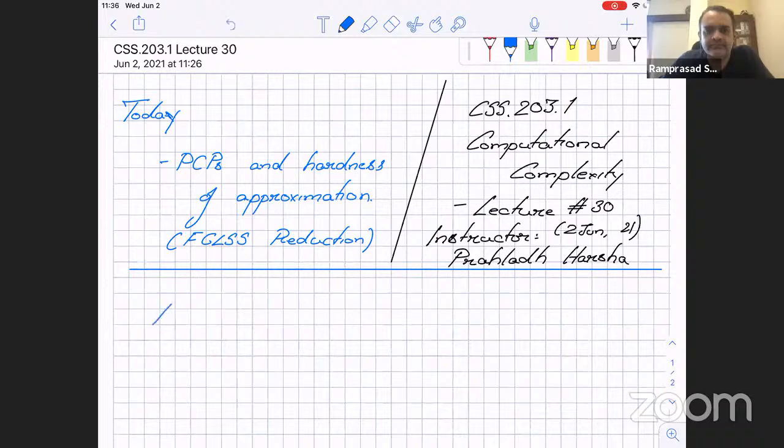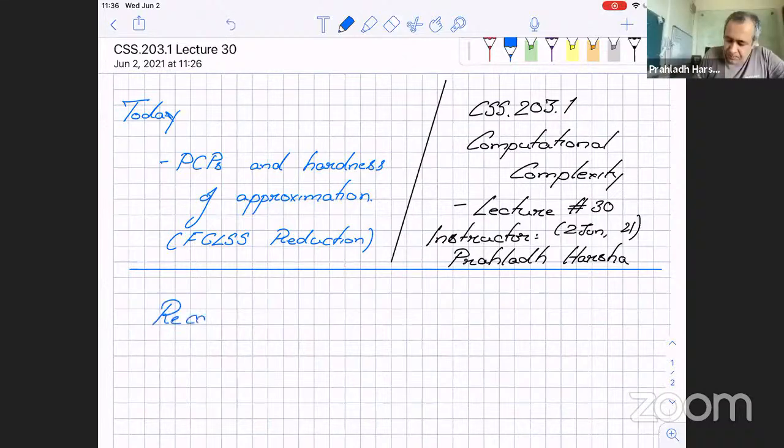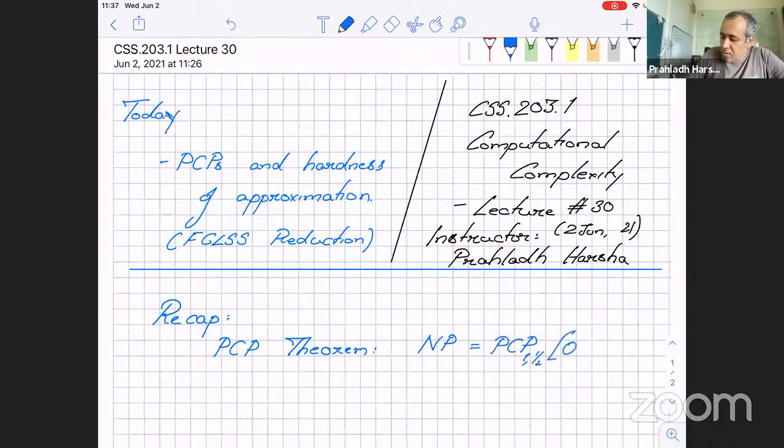Just a quick recap. Last two lectures, what did we do? We stated the PCP theorem, which is more compactly written as NP is in PCP 1/2, order log n, order 1. That's what the PCP theorem states.